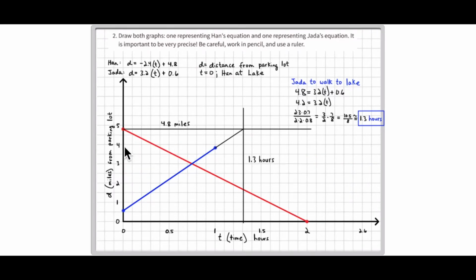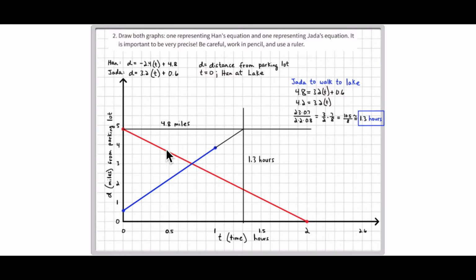Up here, this is 4 miles from the parking lot. And this is where Han is, 4 miles from the parking lot. So it takes him this amount of time, and it looks like it's 3/10 of an hour. And at the same time, 4 miles from the parking lot, Jada takes a little bit over an hour. It looks like an hour and 1/10, an hour and a half of a tenth, basically, to get to 4 miles from the parking lot.